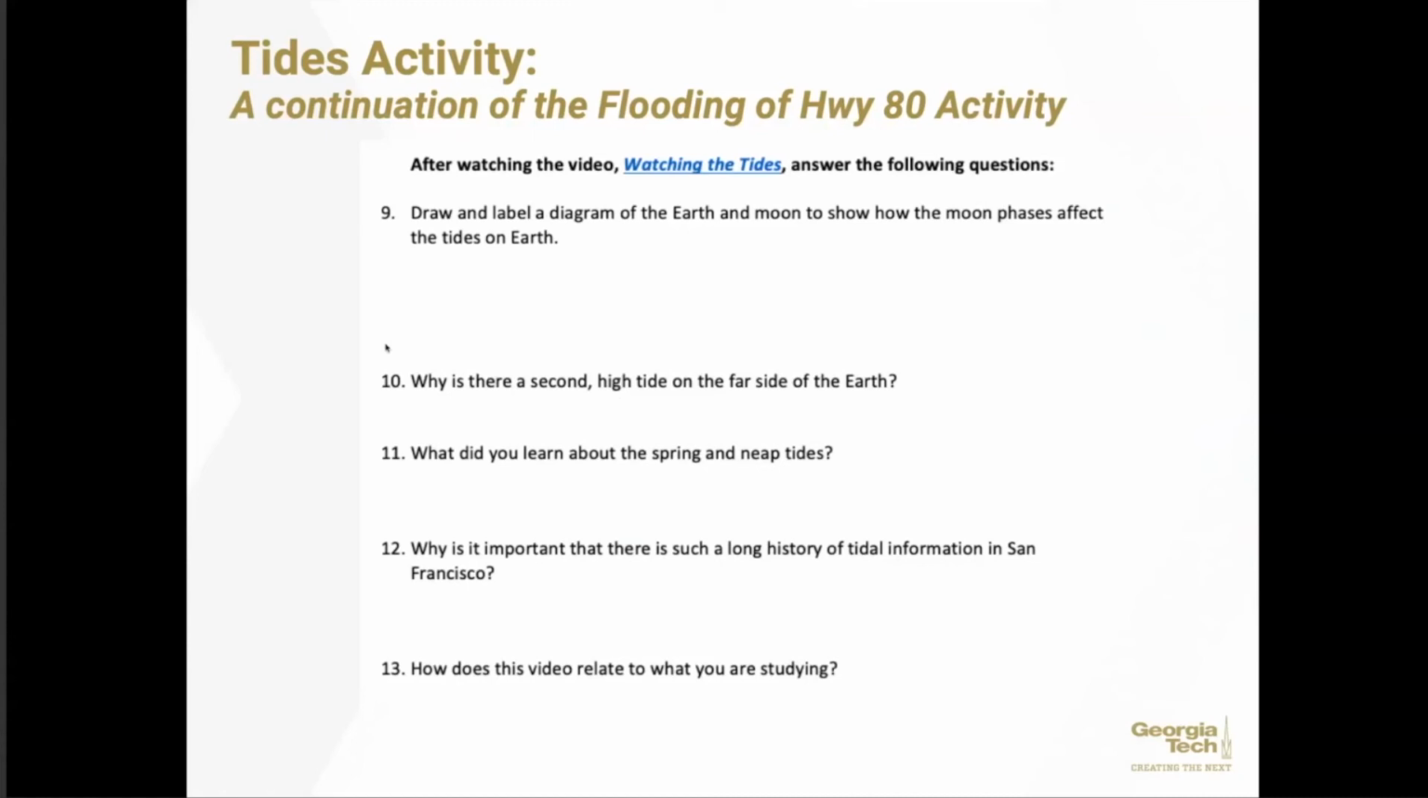As a result of this entire tides activity, students should understand the influence that the sun and moon have on Earth's tides, as well as the impact that atmospheric conditions can have on the tides and what that might mean for coastal flooding.